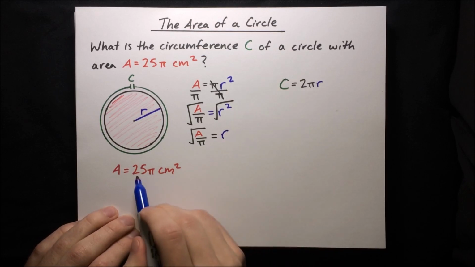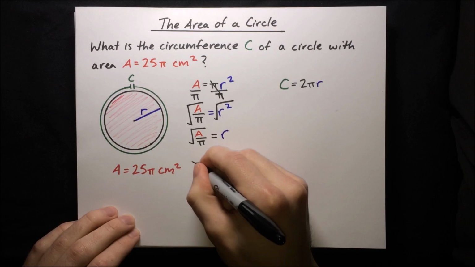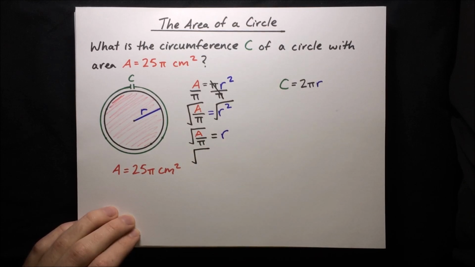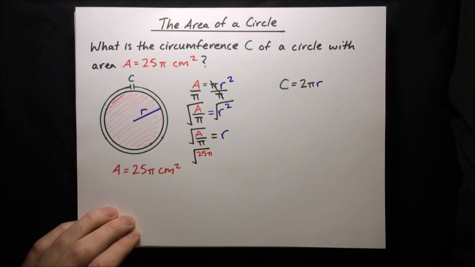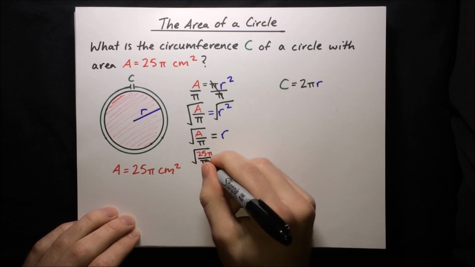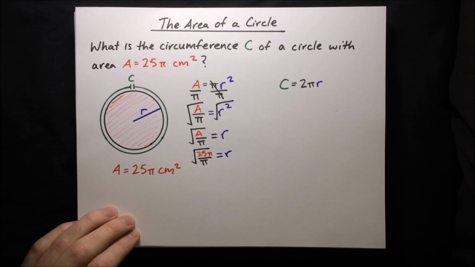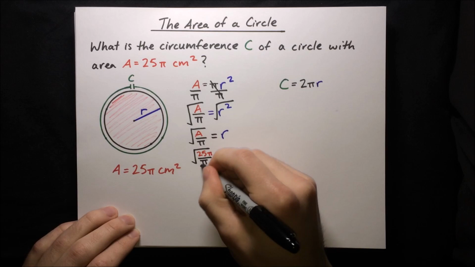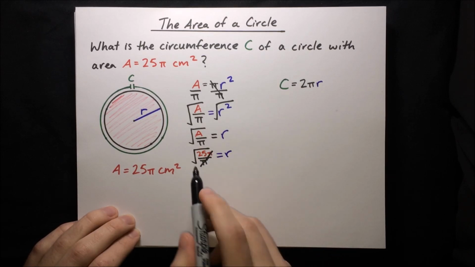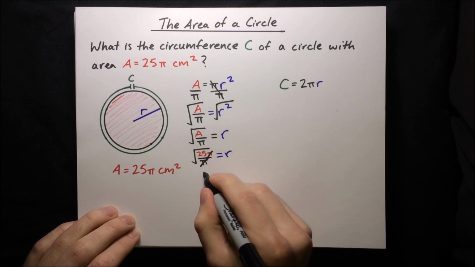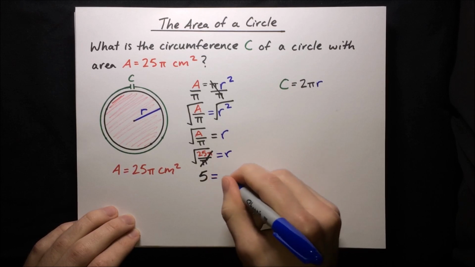Great. So now let's just stick in that area into this expression. So square root of 25 pi divided by pi is equal to the radius. And cancel out the pi's here. And then we just have square root of 25. Square root of 25 is just 5. So 5 is equal to the radius.